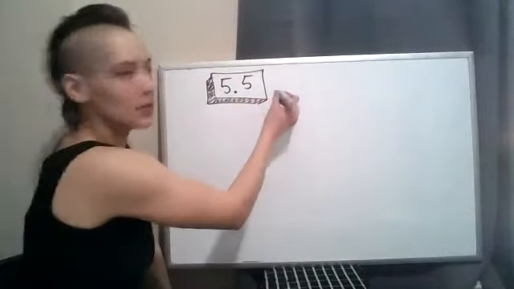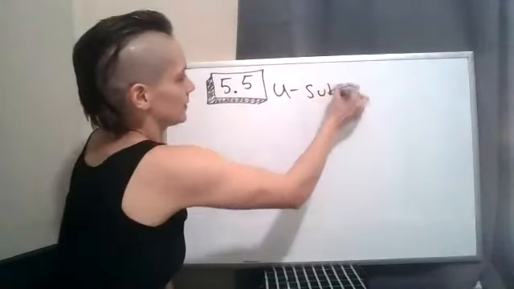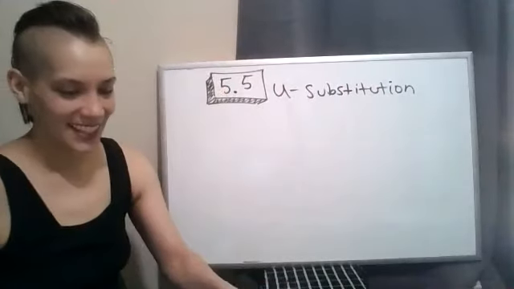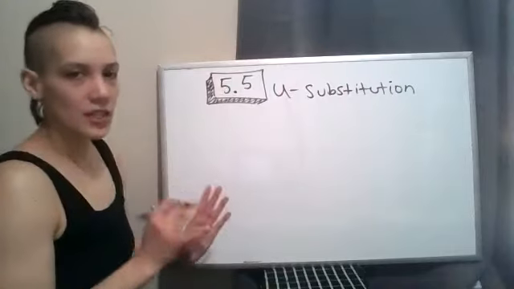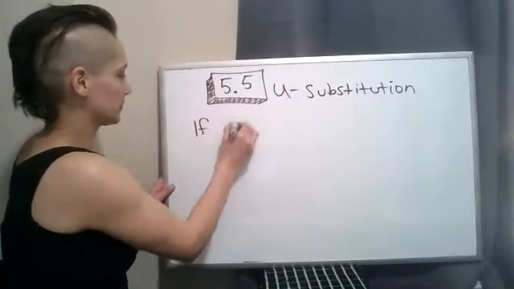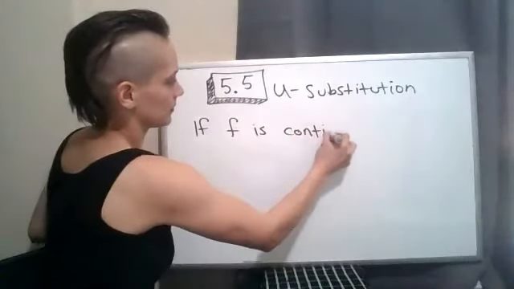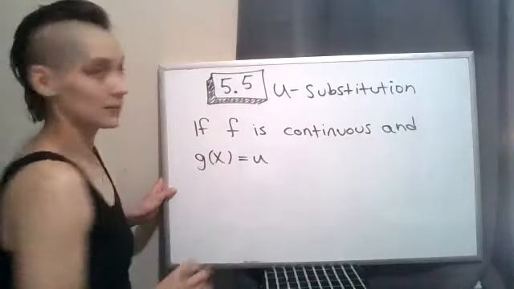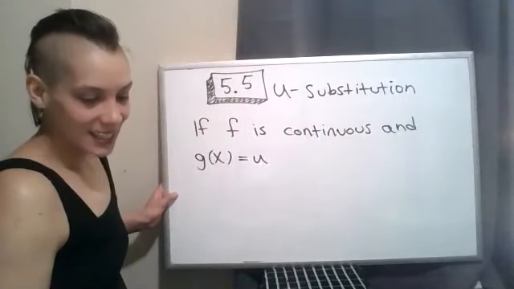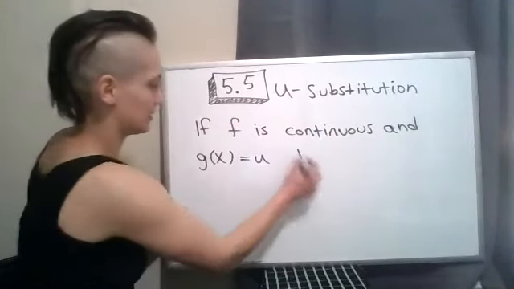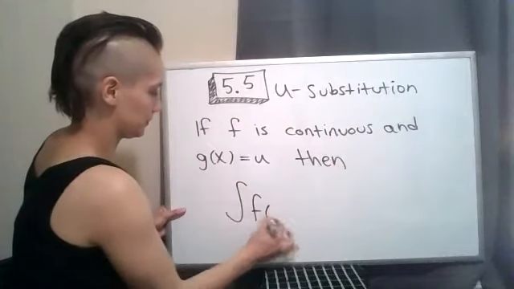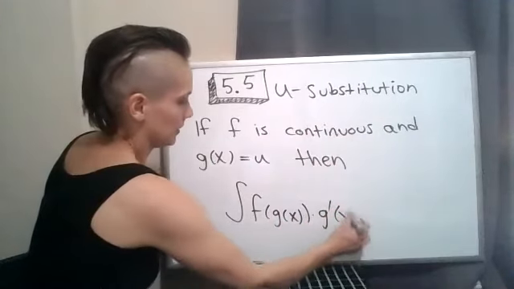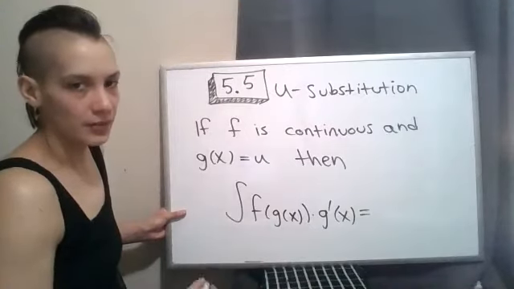So U subs, or U substitution. If f is continuous and g of x is equal to u, then the integral of f of g of x times g prime of x dx is equal to the integral of f of u du.